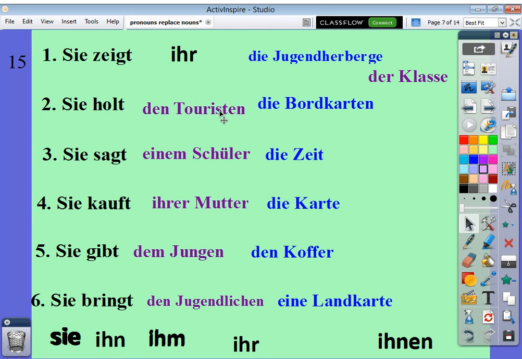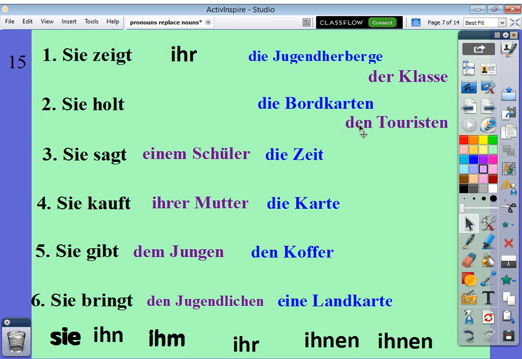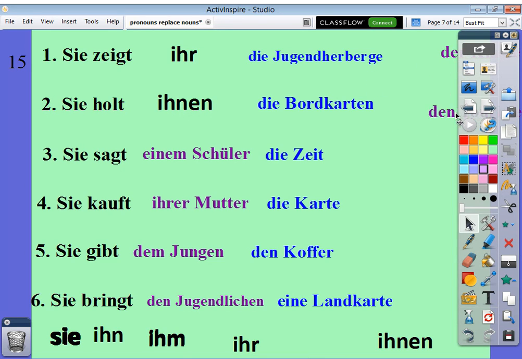So we're going to take out den Touristen. What are we going to put in its place? Well, we have two possibilities. This has an N, and this has an N. So now we have to ask ourselves, which one of these would work? Well, this is plural, so therefore, we're going to use ihnen. Okay? Put this out of the way. That's not part of our sentence anymore. Take out einem Schüler. What would you use with einem? Dem and ihm. Okay.